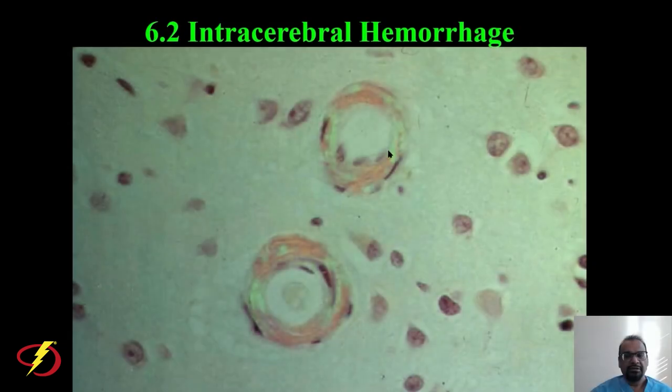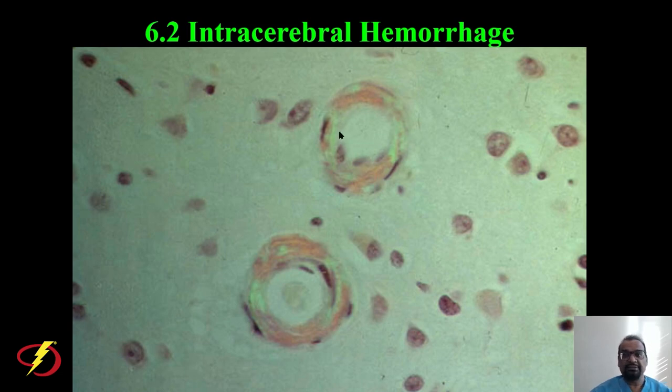Now remember, these vessels have a more superficial location. They're meningeal or cortical blood vessels in the brain. This is another immunofluorescence stain showing this area of plaque sandwiched between the wall of a blood vessel in the brain.